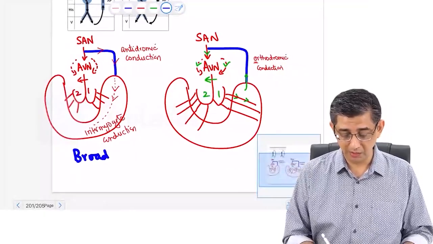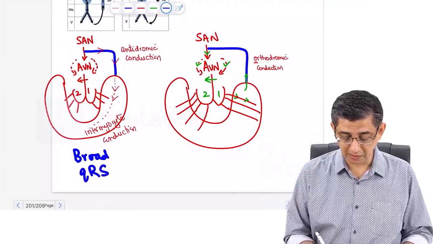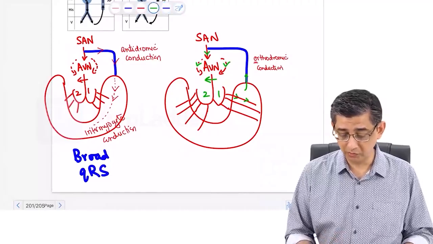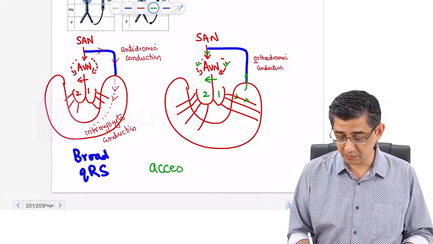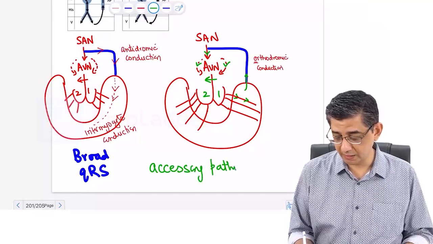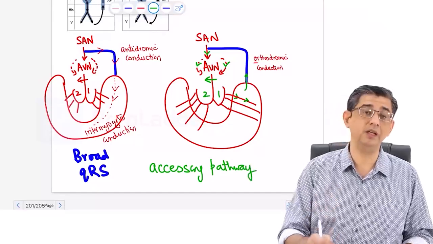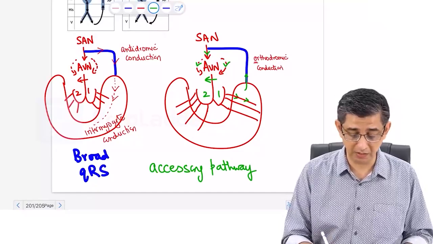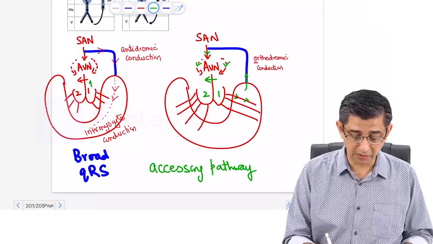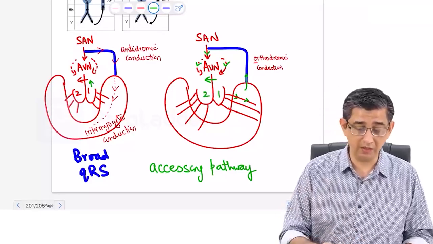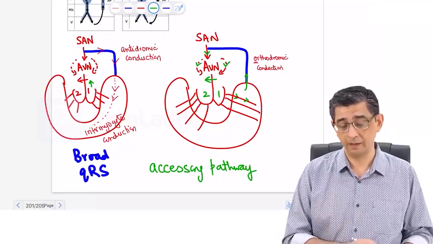I want to say that re-entry circuits occur with respect to the bundle of Kent also. At the moment, in both diagrams, I have shown an accessory pathway. In the first diagram, the accessory pathway will be conducting antegradely. So the current is going to enter the muscles via the bundle of Kent, but then can spread in a reverse direction. The same current can travel in a reverse direction. This does not happen in your heart, but in this particular person, the current can re-enter via the AV node.